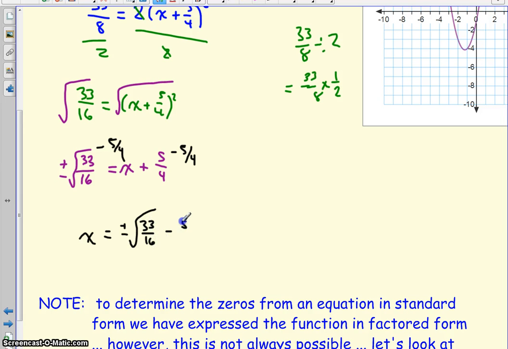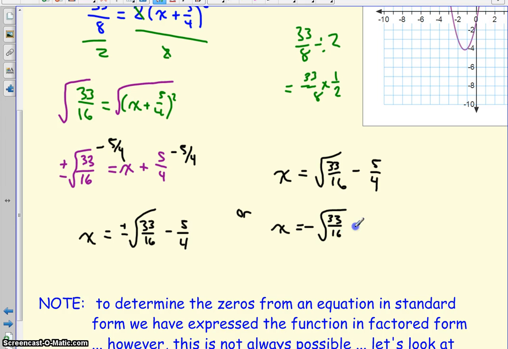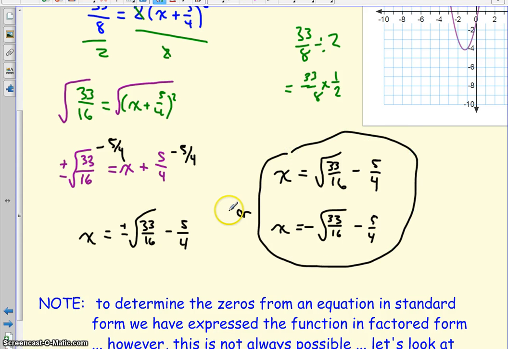minus 5 over 4. And you might be thinking, this is a really ugly answer, but it happens to be correct. Remember, this means you have two possible answers: x equals the positive root of 33 over 16 minus 5 over 4, and another one where x equals the negative root of 33 over 16 minus 5 over 4. And you might be thinking, with an answer this ugly, how would I ever have gotten this by factoring? And the answer is, you wouldn't.